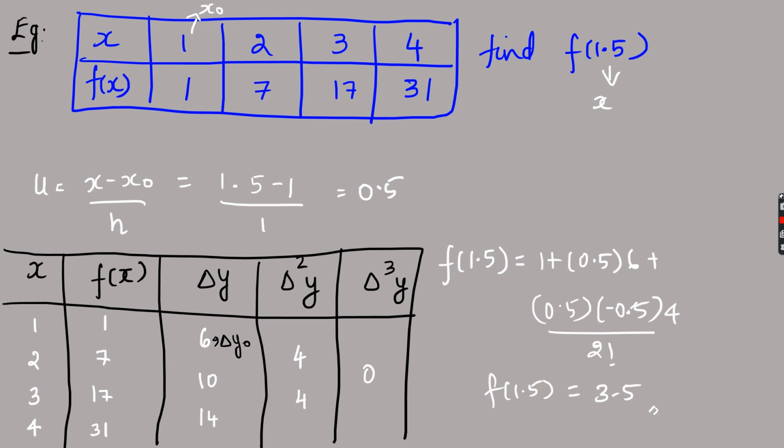And the first term in your del y, del square y, and del cube y will be your del y naught, which is required in the formula. Similarly, del square y will give you the difference in your del y terms, and del cube y will be the difference in your del square y terms. You have to do this until you get 0. Okay, so now I have done this and substituted in the formula. When you substitute this in your formula, you are going to get f of 1.5 is equal to 3.5.